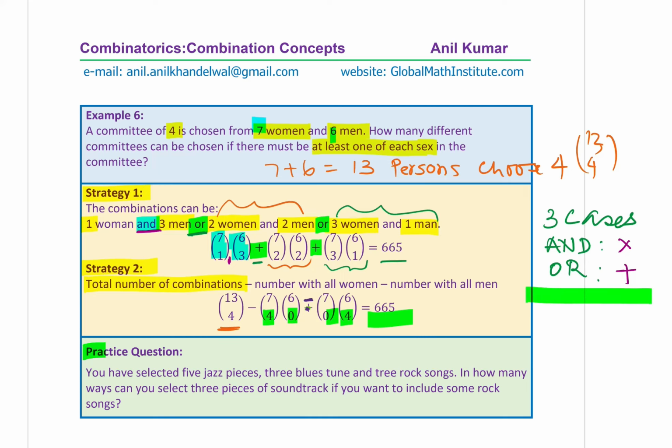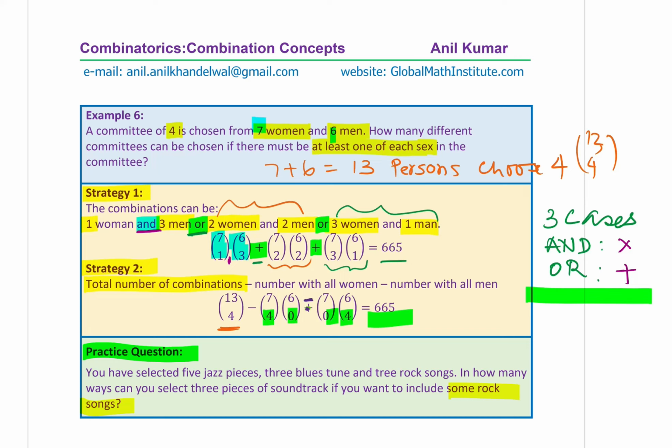Now here is a practice question for you. I'd like you to read this and then answer. Okay, it says you have selected 5 jazz pieces, 3 blues tunes, and 3 rock songs. In how many ways can you select 3 pieces of soundtracks if you want to include some rock songs? Important. Some rock songs, right? So you have to include at least one.